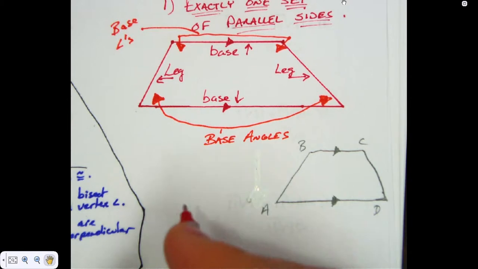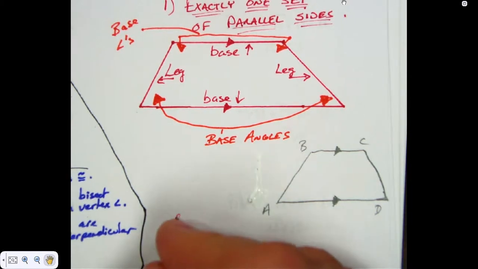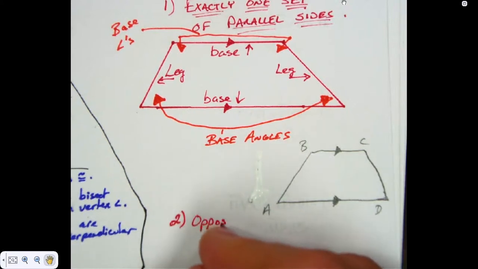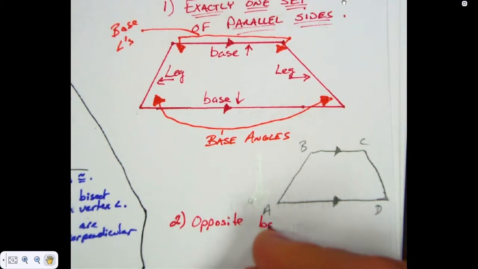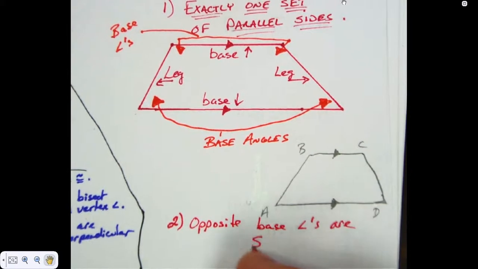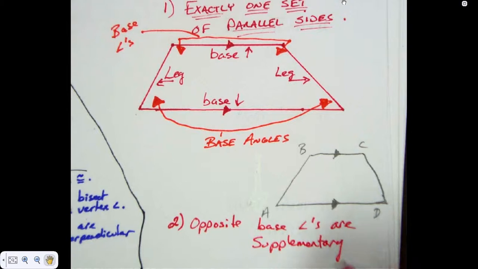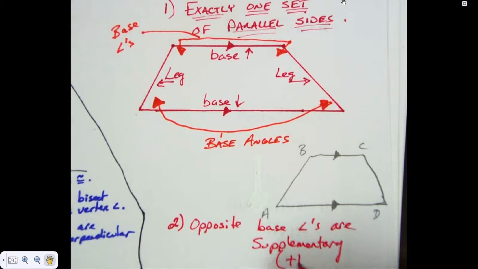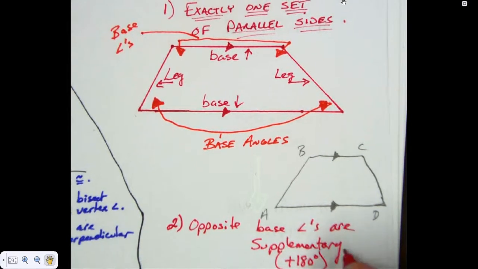Here's how I'm going to say this for notes. This is always true about a trapezoid: opposite base angles are supplementary. What does that mean? They add to 180 degrees.